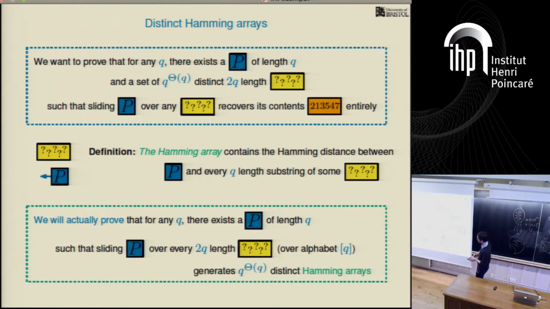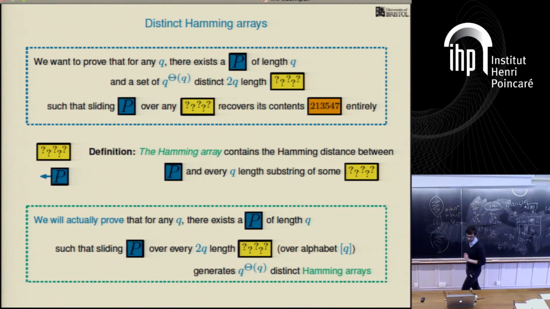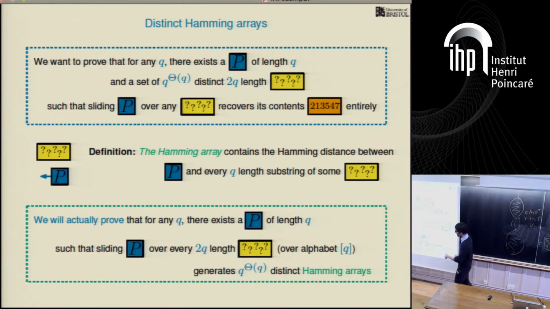So I claim that if you pick p right, there's going to be q to the power of theta q distinct Hamming arrays if you try p against every single possible thing. So to get from this to this, you just sample for each Hamming array, you take a block that makes that Hamming array. Now they're all distinct, and the set is this size, at least, because you just take one for each distinct one. OK, so we can get from here to here. So the rest of the talk will focus on actually proving this thing, which says that there's some special p such that sliding it over every possible thing generates a lot of different arrays.